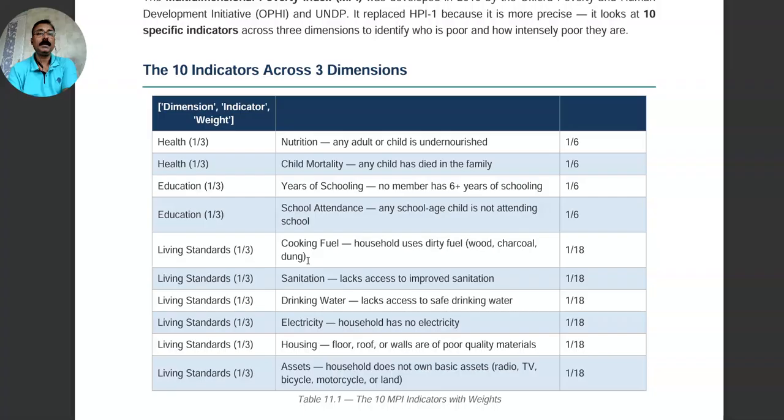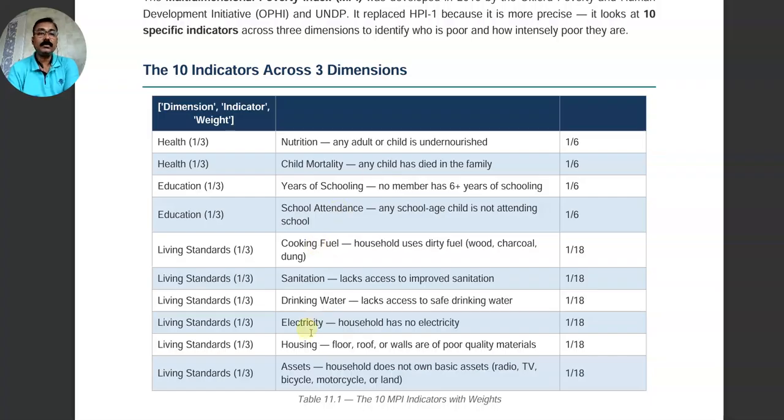In a similar fashion, for the indicators under the dimension of standard of living, there are 6 indicators, so the weights are one third into 1/6. Since 6 indicators are there, one third is distributed among the 6 indicators, so the weight is 1 by 18. So this is the standard form, and researchers can include different dimensions with respect to the demand of that issue or study or of that particular area.